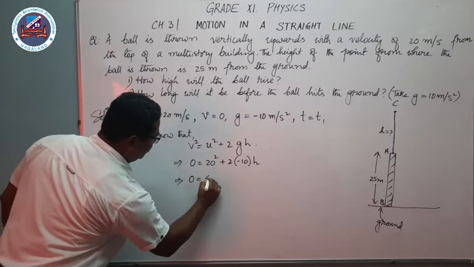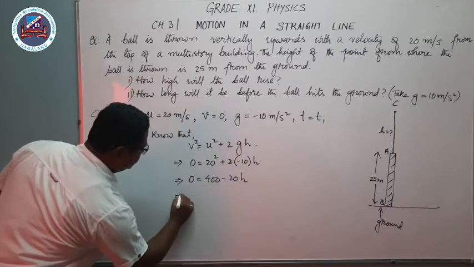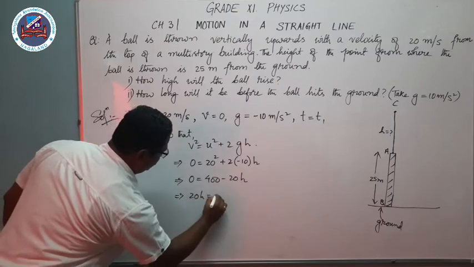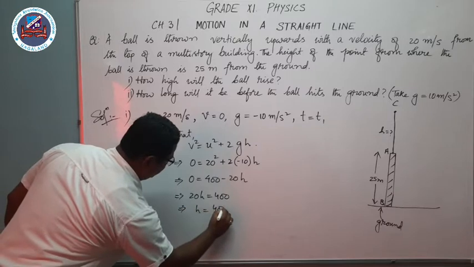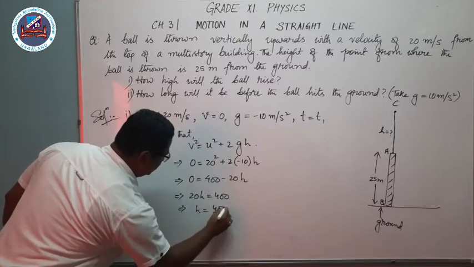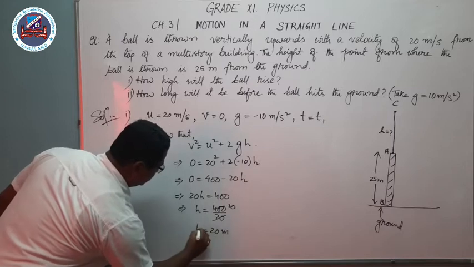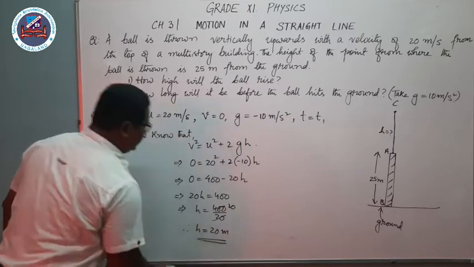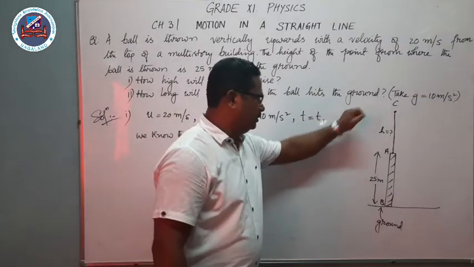0 is equal to 400 minus 20h. So this will give you 20h is equal to 400. So h is equal to 400 divided by 20. So you get 20 meters. So this will be your first answer. How high will the ball rise? The ball will rise by a height of 20 meters.